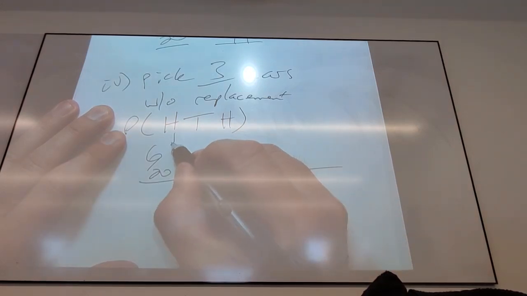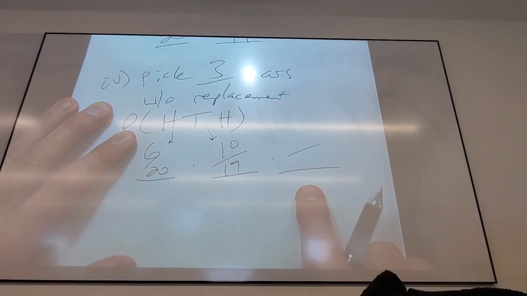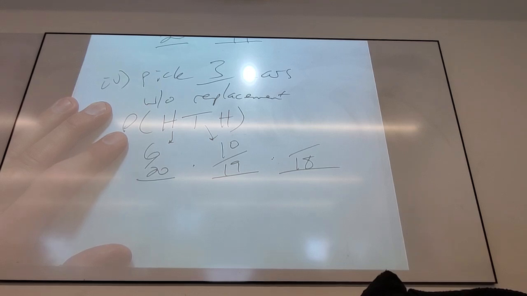So that's Honda, that's Toyota. Now I want another Honda. How many cars are in the lot now? 18. How many Hondas are there? 5.